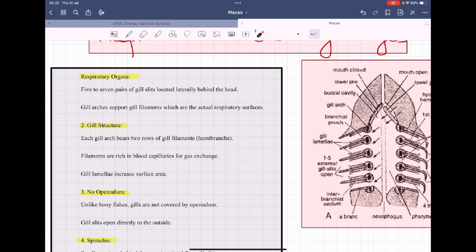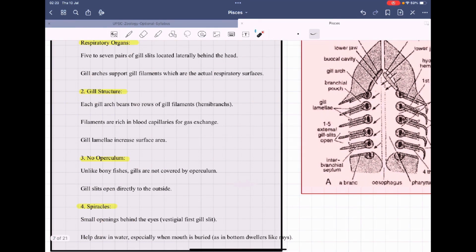The respiratory organs contain about 5 to 7 pairs of gill slits, and they are located laterally behind the head. So this is the head, and behind the head there are these gill slits. The gill arches support the gill filaments, which are the actual respiratory surfaces. These gill structures have gill arches which have two rows of gill filaments. They can be hemibranch and they can be holobranch.